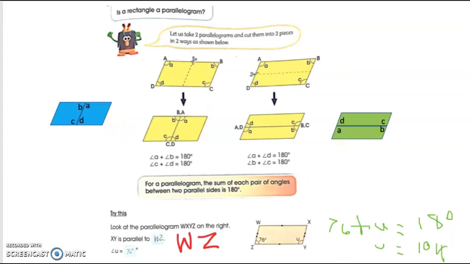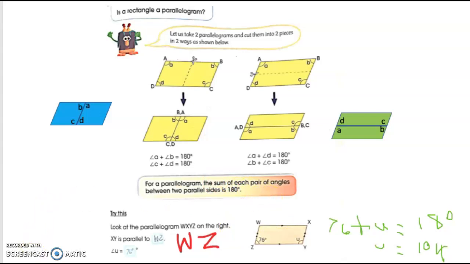Okay, I hope it's clear. And this, for example, this will be 104. Therefore, this also will be, opposite angles, 104. X will be 76, opposite angles. And then if you check in any way, the angles will match.